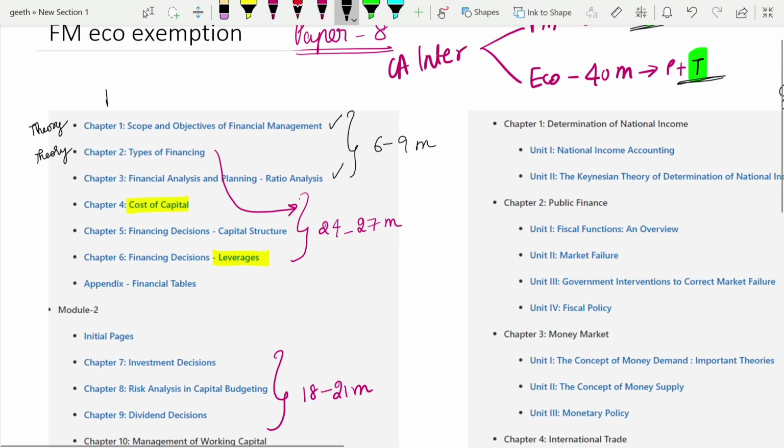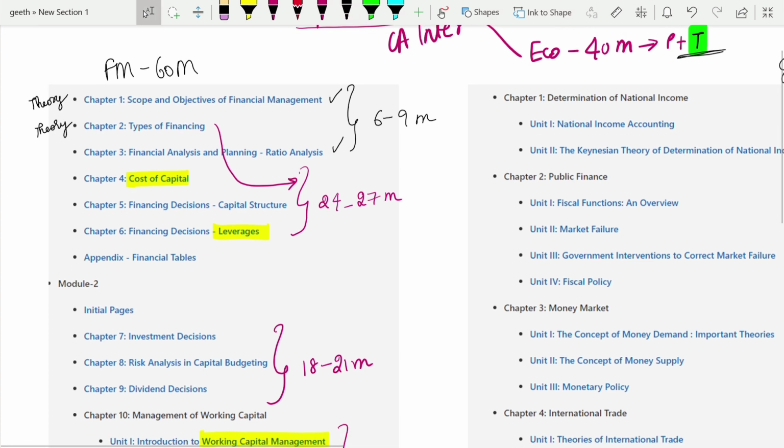First we'll start with FM. It is going to come for 60 marks in your exam, in which chapter number 1 and chapter number 3, both chapters, are going to come for 6 to 9 marks. Chapter 1 is the theory chapter, whereas chapter 3 is ratios. Next are chapter numbers 2, 4, 5 and 6. These 4 chapters are going to come for 24 to 27 marks in your exam. Chapter number 2 is a theory chapter and 4, 5, 6 are practical chapters.